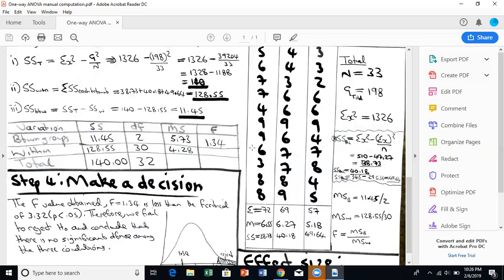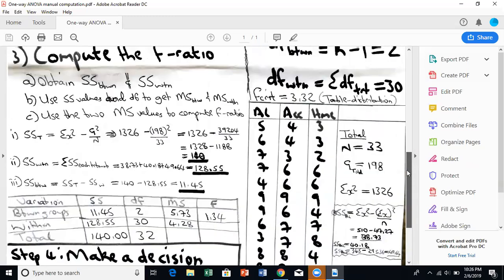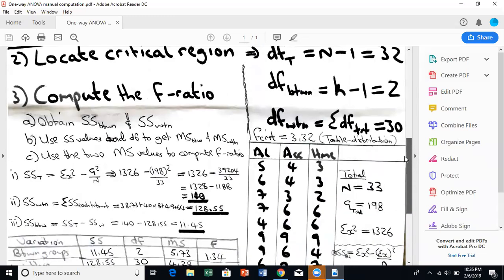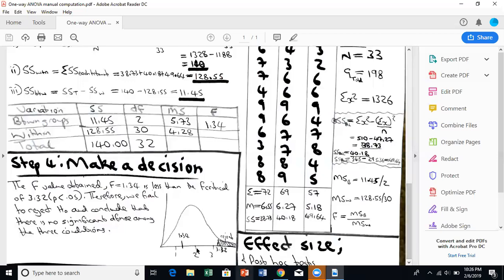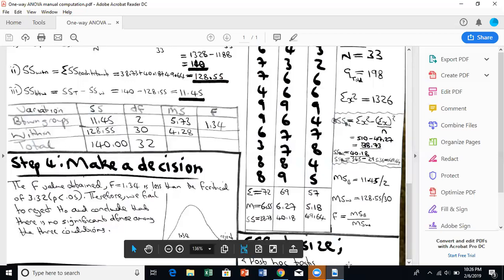So this is very, very important. We want to compare this 1.34, and see if it falls in the critical region or not, and compare it with 3.32. And then you make a decision. I did this for you at the bottom. Okay, sorry guys.